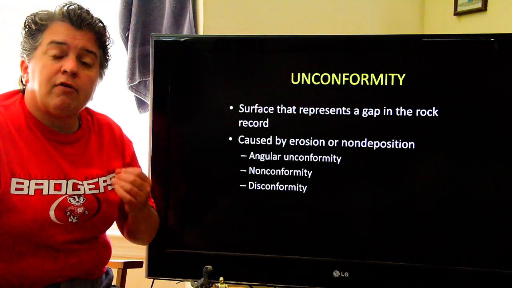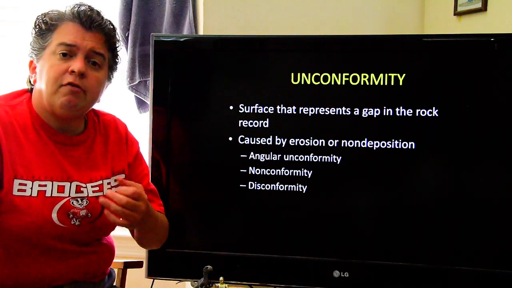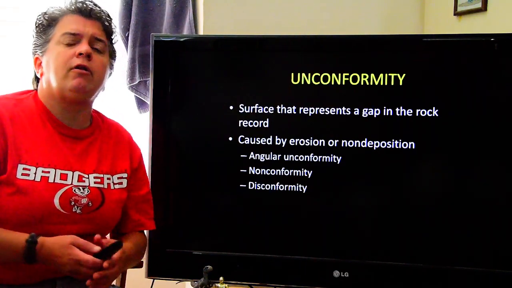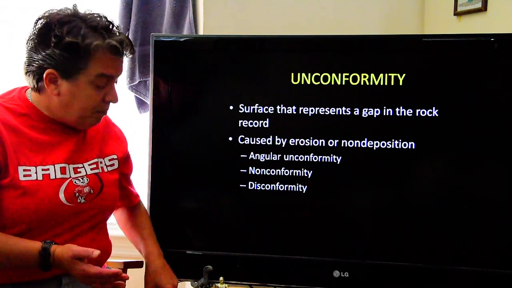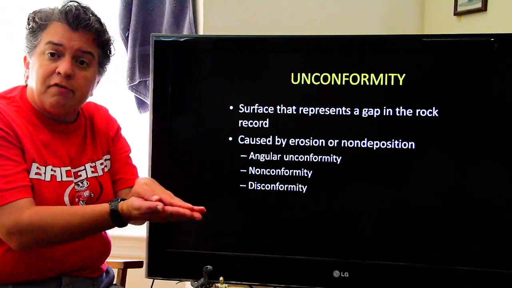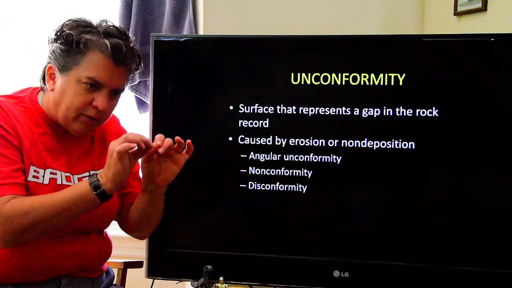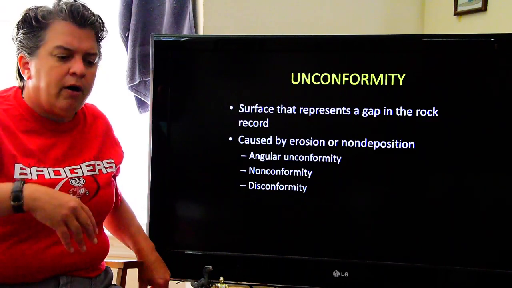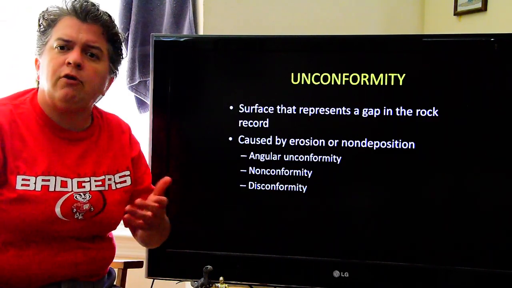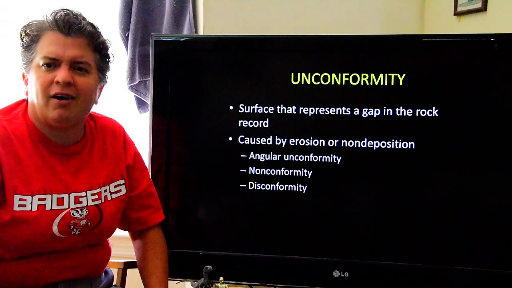You can also have what's called a disconformity. Disconformities are the most difficult ones to recognize because they occur between parallel layers of sedimentary rock. So you actually have to look very closely to see a surface of erosion or have age dates that let you know the rocks are from different time periods.